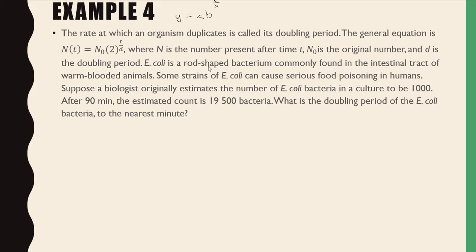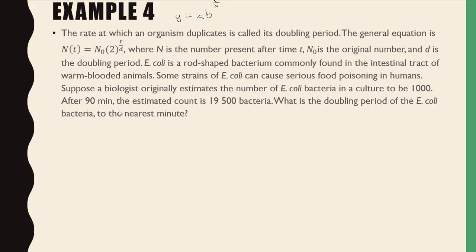E. coli is a rod-shaped bacterium commonly found in the intestinal tract of warm-blooded animals. Some strains of E. coli can cause serious food poisoning in humans. Suppose a biologist originally estimates the number of E. coli bacteria in the culture to be 1,000. After 90 minutes, the estimated count is 19,500. What is the doubling period of the E. coli bacteria to the nearest minute?